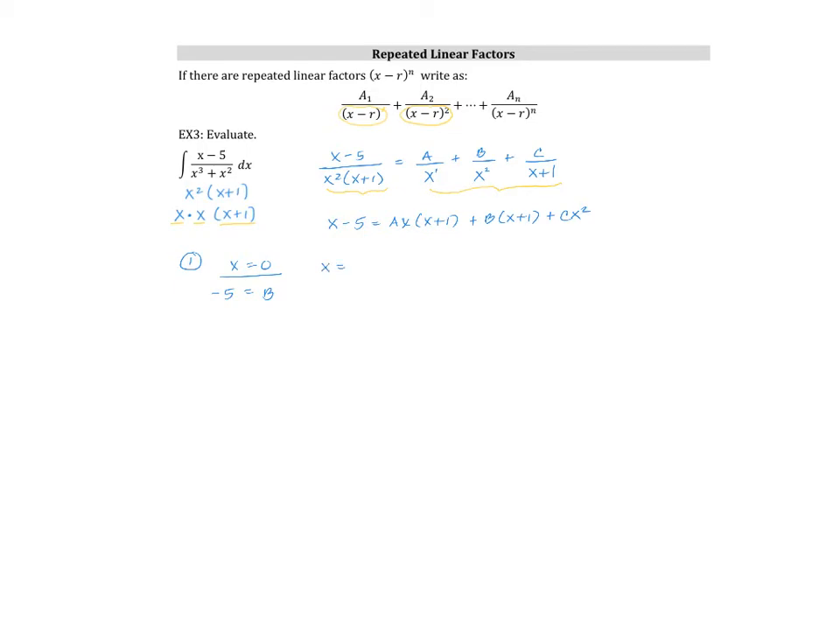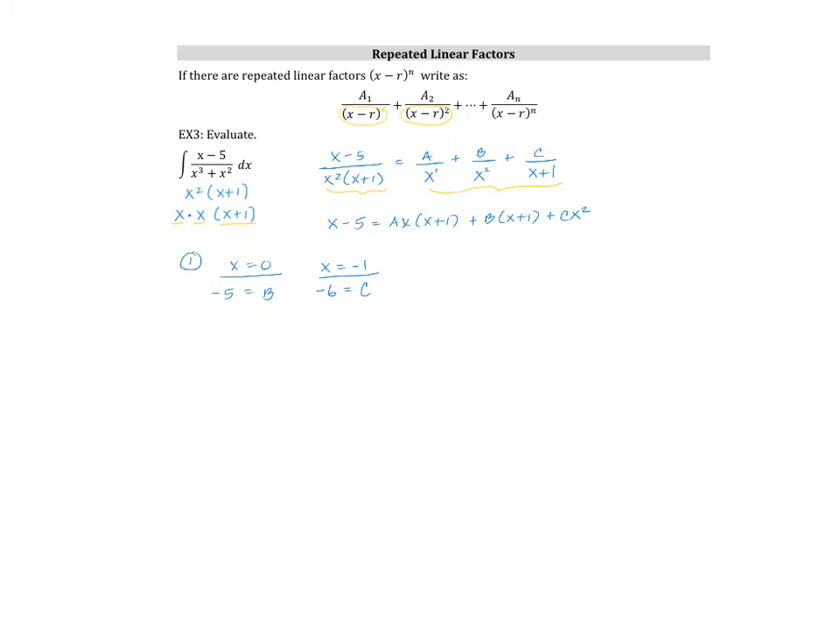So a good choice for x would be negative 1, because if I choose x to be negative 1, I have negative 6 is equal to, and now the first two terms are gone, and I just have cx squared. If x is negative 1, then it's just 1 times c, or c is equal to negative 6.